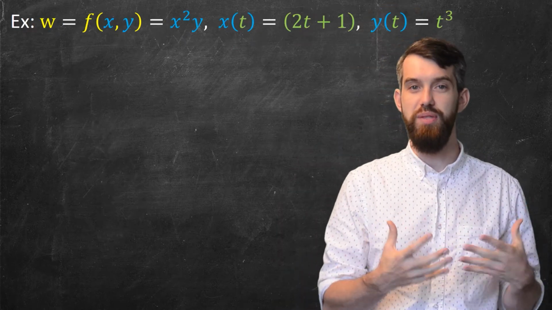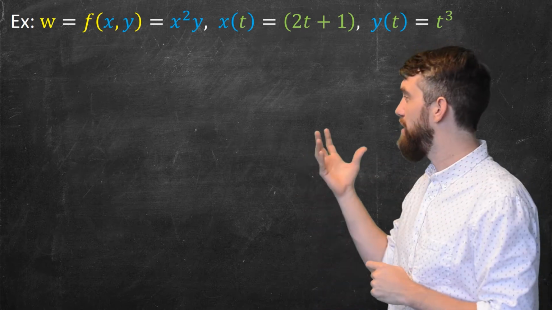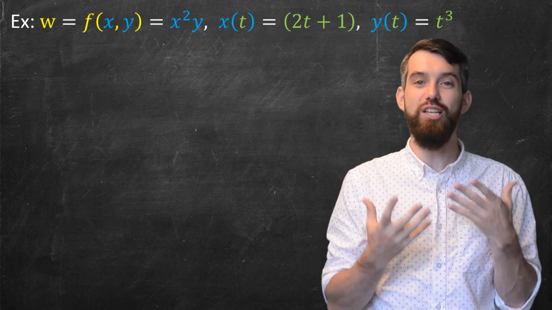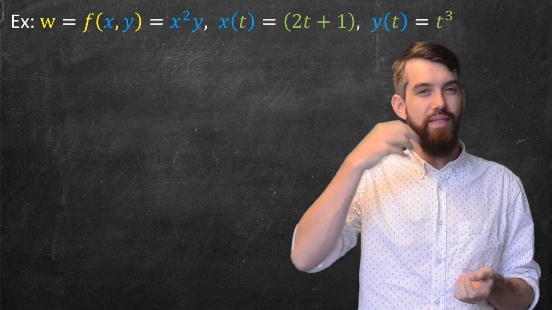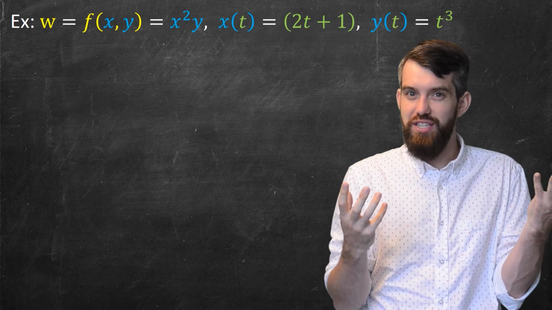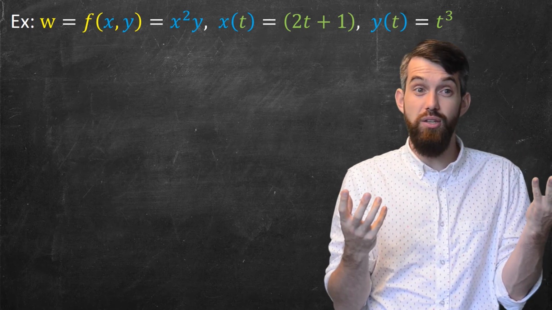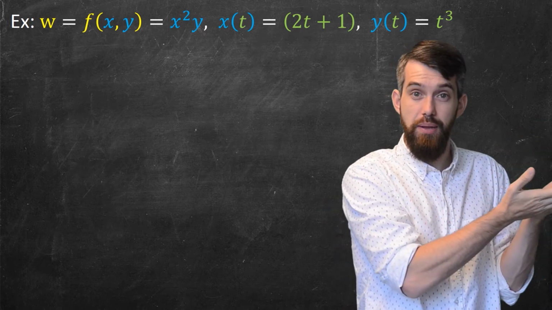The final thing we want to do in this video is just work through an explicit example. Here I've given a function, it is f of x, y, and it's the function x squared times y. But then I also say that x is a function of t, 2t plus 1, and y is a function of t, it's t cubed. So the w depends on x and y, and both of those depend on t.